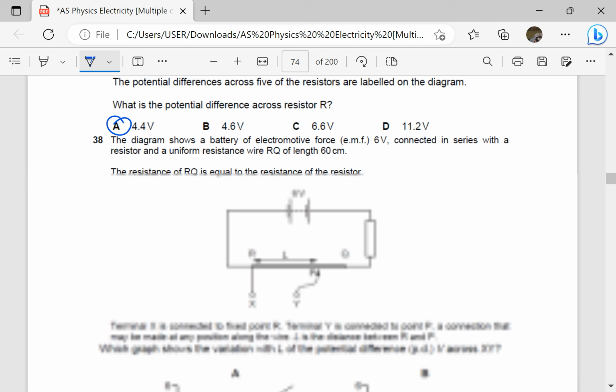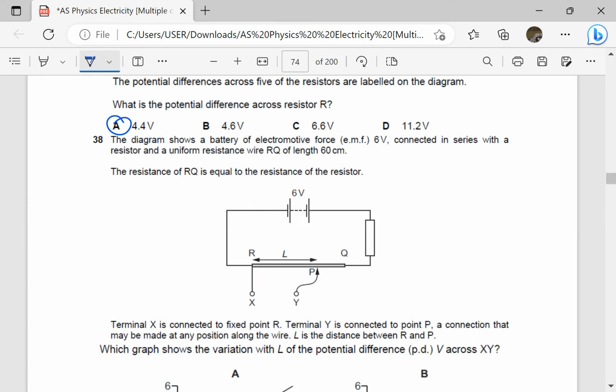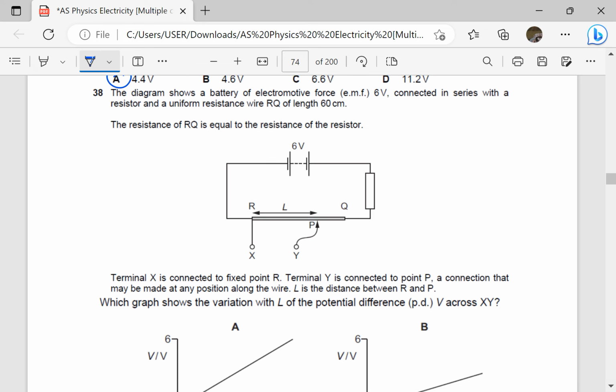The diagram shows a battery of e.m.f 6 volts connected in series with a resistor and a uniform resistance RQ of length 60 centimeters. The resistance of RQ is equal to the resistance of the resistor. So if this is the resistance here is the same as the resistance there, let's say it is R. Let me use small r because capital R has been used already. So let's say this is small r, this is small r, that is the resistance.